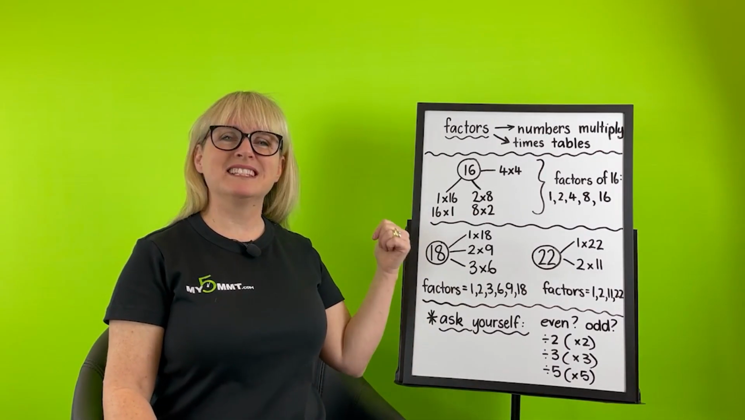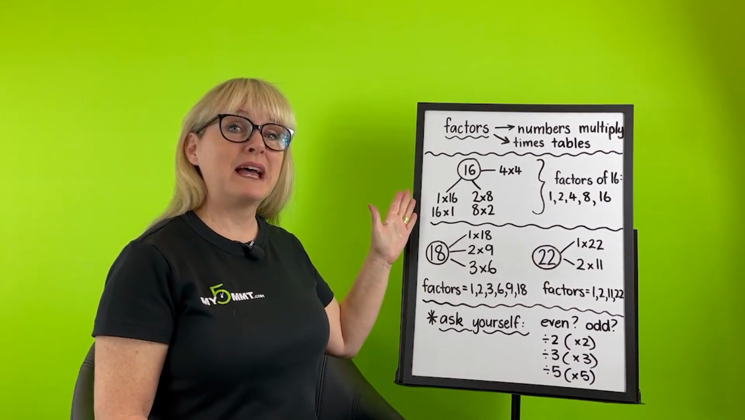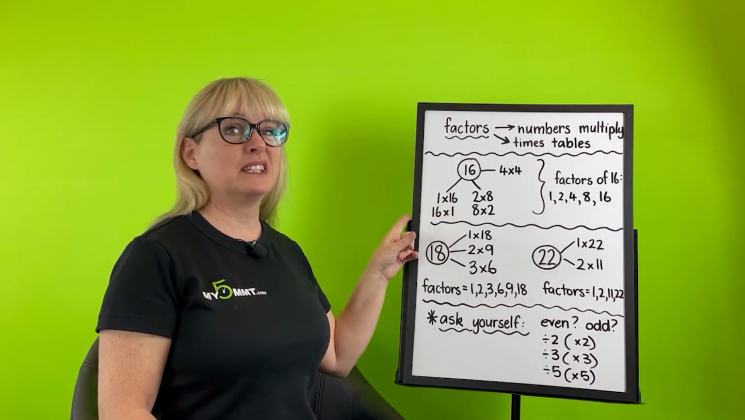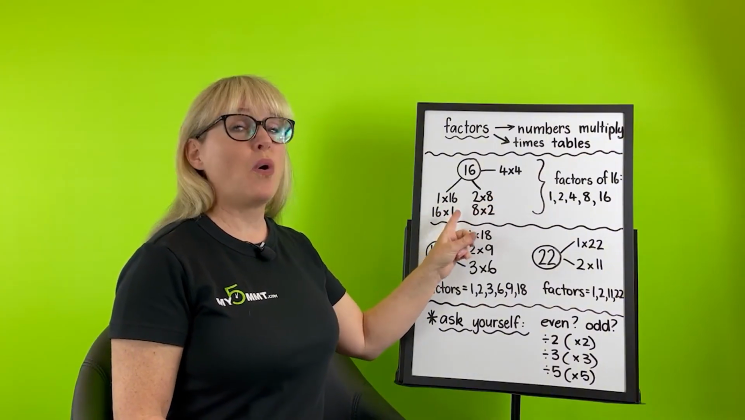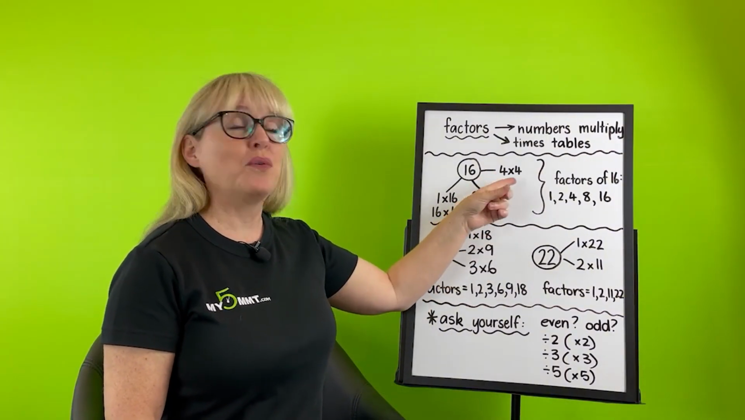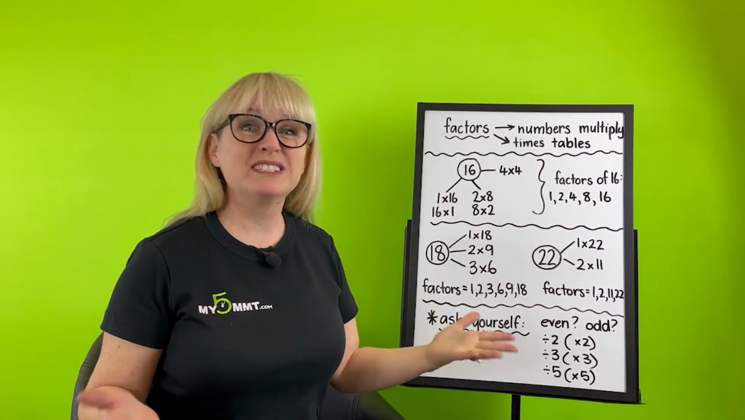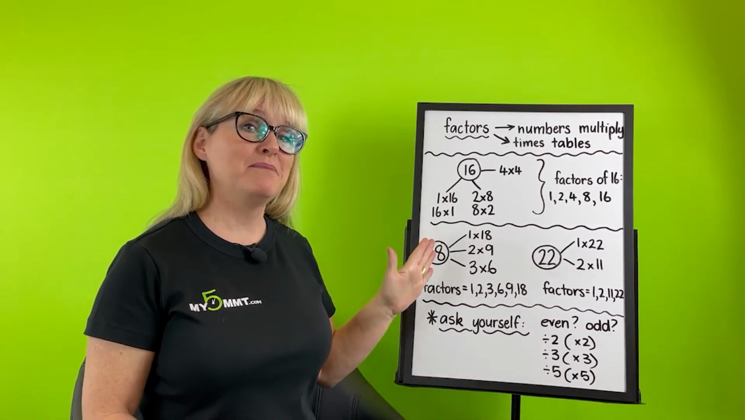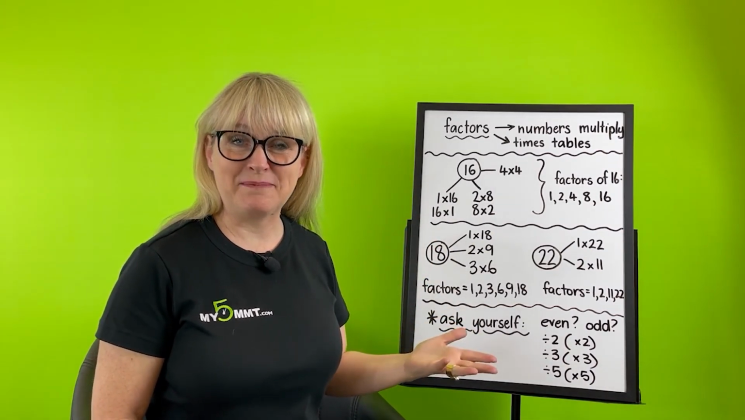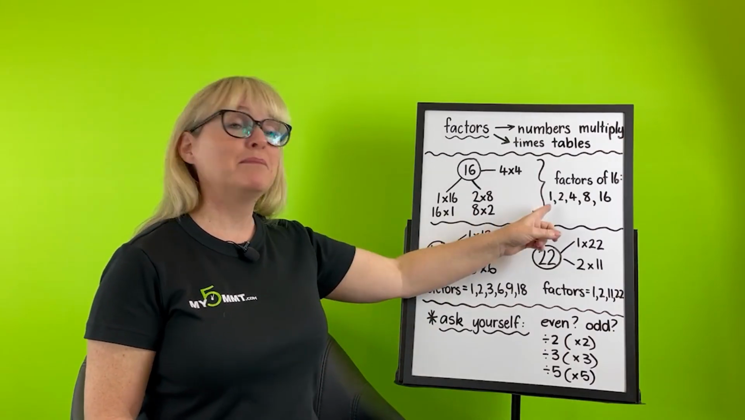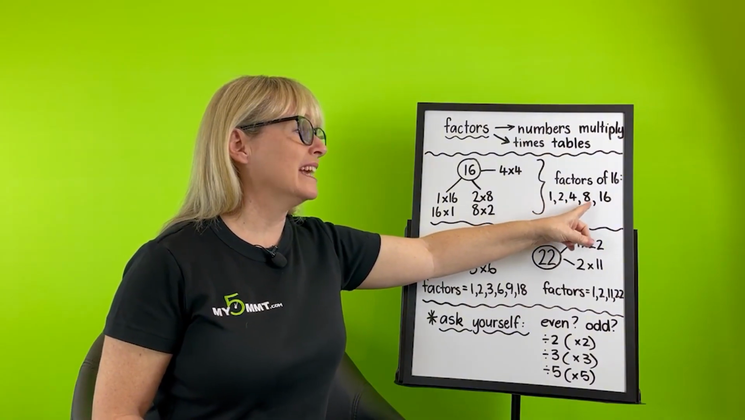Let's look at the number 16 as a perfect example. 16 is made up of 1 times 16 or 16 times 1, because it goes both ways, 2 times 8 or 8 times 2, and 4 times 4. It's not 3 times something or 5 times something or 10 times something. They're the numbers that I know from my multiplication tables make 16. So my factors can be written like this: 1, 2, 4, 8 and 16.